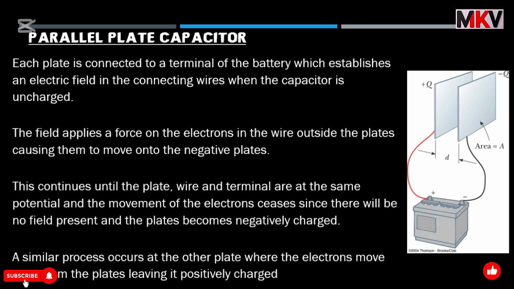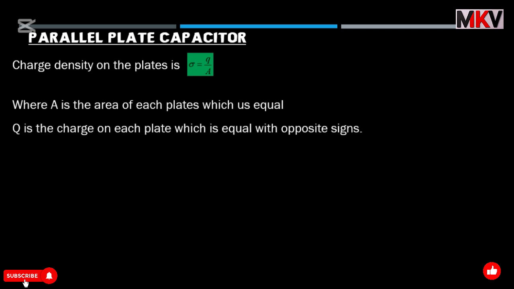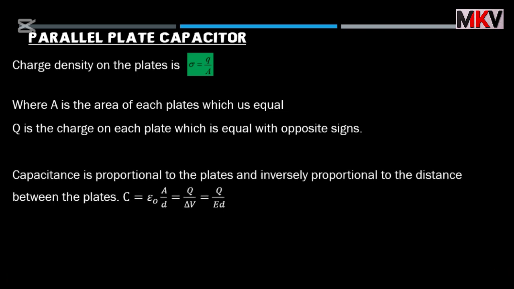Looking at the diagram we have here, we have two plates, same quantity of charge, opposite signs. The areas of the plates are the same, and then there is the separation between the plates. As we said earlier, charge density on the plate is the charge over the area of the plate. So the capacitance is proportional to the area of the plate and inversely proportional to the distance between the plates, as you can see in the equation here.